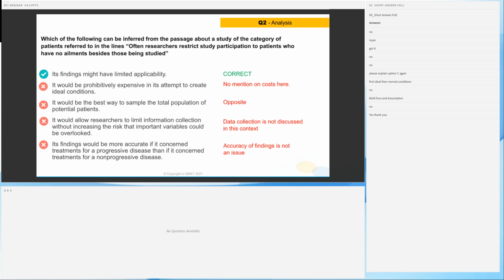Absolutely. Let's look at choices C, D, and E. Choice C says it would be the best way to sample the total population. Now, that's not this study over here. And by the way, even if you look at FNM's proposal, you can't say it would be the best way to sample the total population of potential patients. Absolutely not. It actually is the opposite. This is the ideal condition. People who chose choice D, it would allow researchers to limit information collection without increasing the risk that important variables could be overlooked. Where is this discussed? It's paragraph 1, not in the context of this particular study.